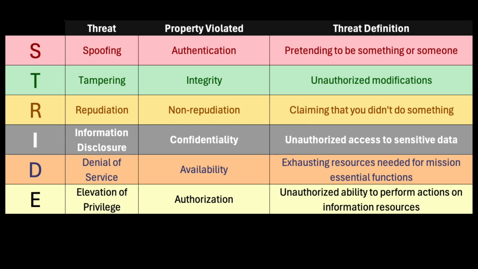STRIDE is a threat modeling model developed by Microsoft that helps security teams systematically identify and categorize potential threats to software systems. The name is an acronym representing spoofing, tampering, repudiation, information disclosure, denial of service, and elevation of privilege, each highlighting a specific attack vector. By examining a system through these distinct threat categories, developers and architects can pinpoint where vulnerabilities may arise and consider how best to mitigate them.